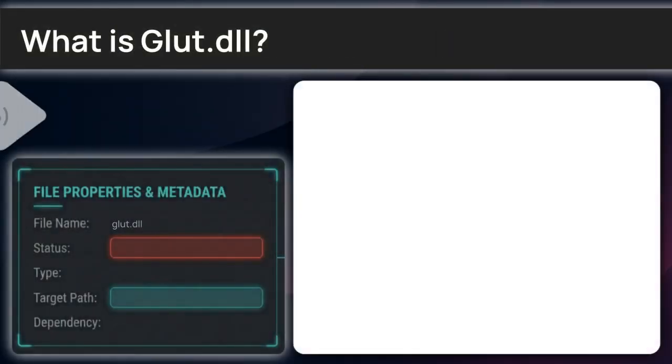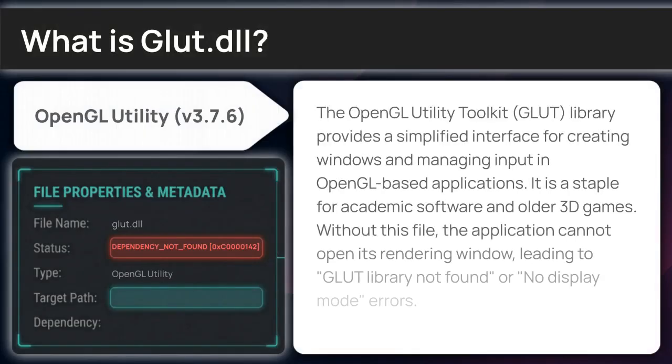This is the OpenGL Utility Toolkit. It provides a simplified interface for creating windows and managing input in OpenGL-based applications. It is a staple for academic software and older 3D games. Without this file, the application cannot open its rendering window, leading to "Glut library not found" or "no display mode" errors. Now that you have the context, let's move into the repair process with a fresh installation.